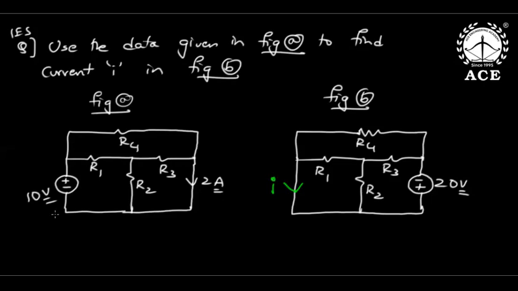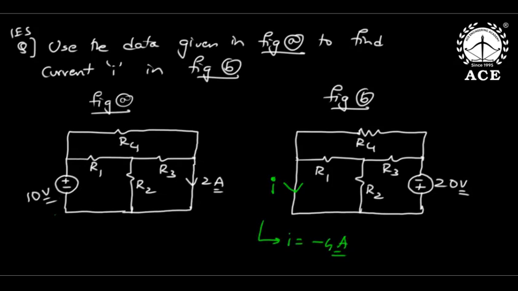So simple, sir. According to reciprocity, if 10 volts can give 2 amperes here, 10 volts here will give 2 amperes here. 20 should give 4, but the given direction is opposite. So I is how much? -4. Yes or no? It is only direct reciprocity, sir.